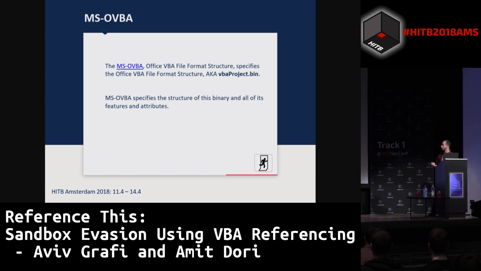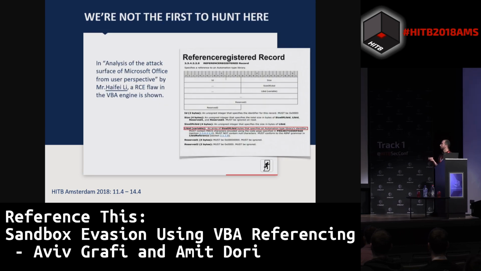So we went digging in this document, and we actually weren't the first ones to dig into the MS-OVBA documentation. A few years ago, Mr. Haifei Li, in his presentation, The Analysis of Attack Surface of Microsoft Office from a User Perspective, showed that there is a feature of the VBA file that enables you to load a remote automation type library, fetch it, load it, and execute it. By the way, you can see here the image from his presentation. This is the field where you can specify the path to the automation type library which will be loaded.